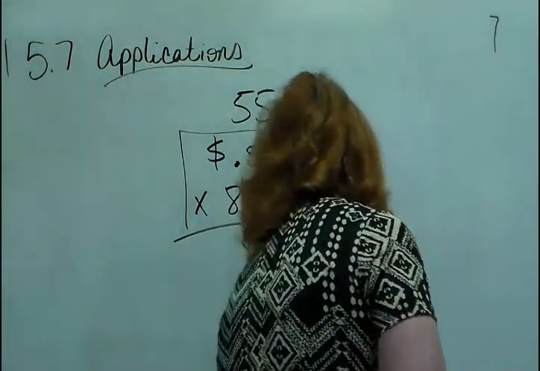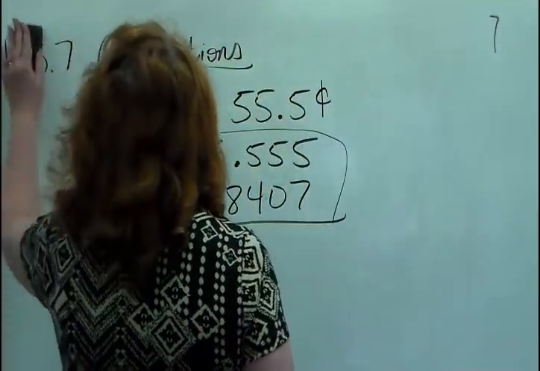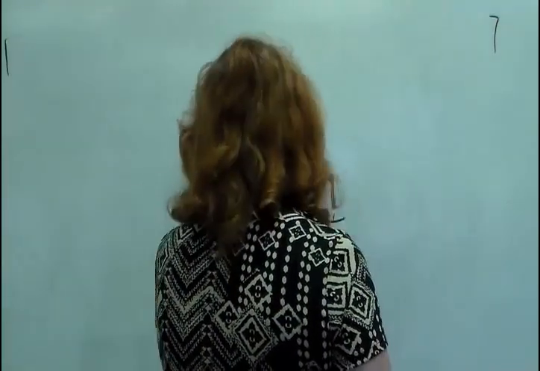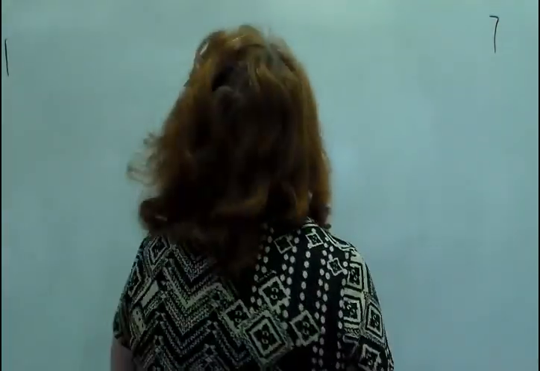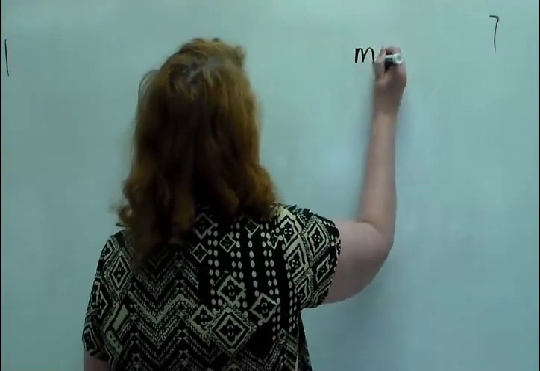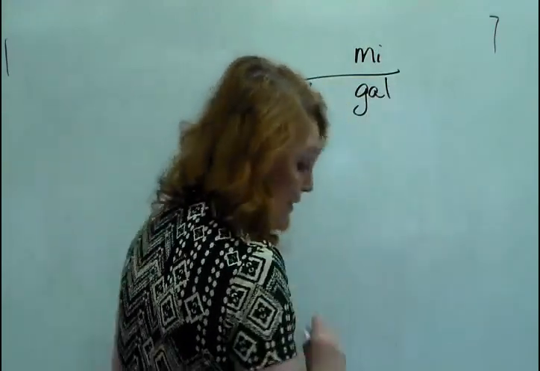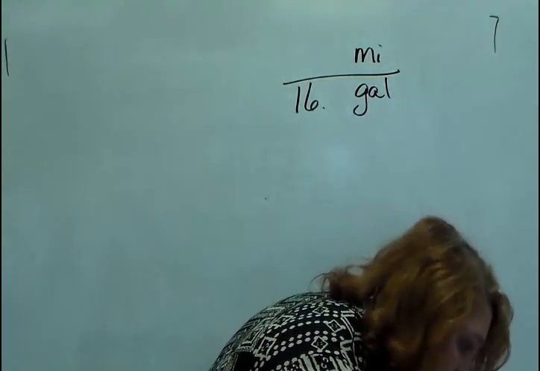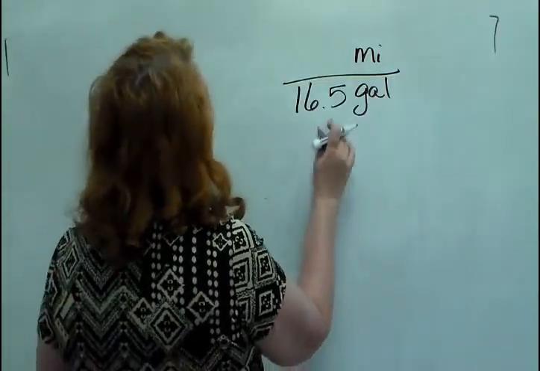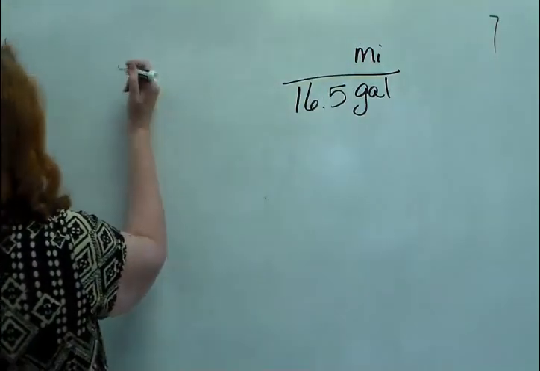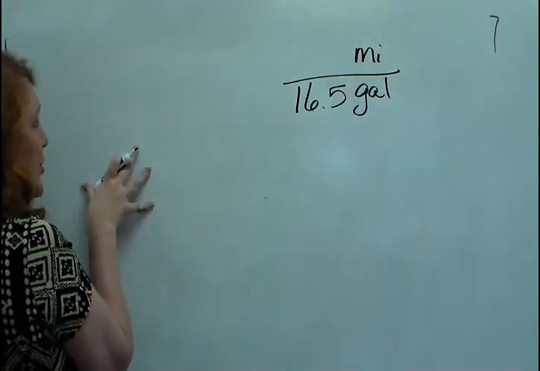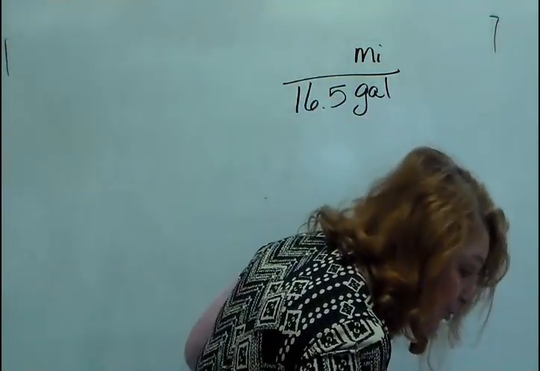So we want to know miles per gallon, and we need to figure out miles. We know that it was 16.5 gallons, but we don't know how many miles. The first thing we have to do is take those two odometer readings and subtract them.